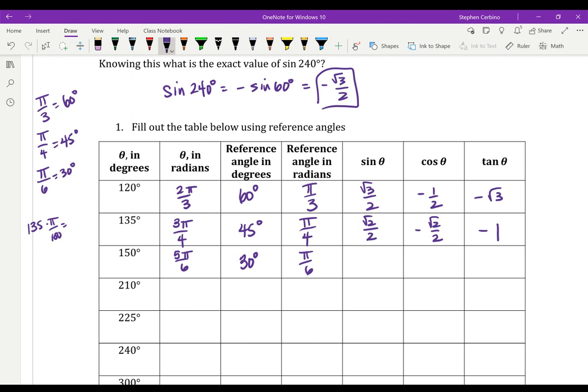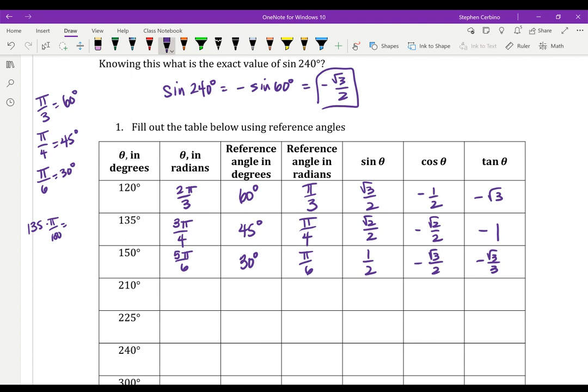Well, the sine of 30 is 1/2. The cosine of 30 is square root of 3 over 2, but since we're in quadrant 2 for 150 degrees, it's going to be negative. And the tangent of 30 is square root of 3 over 3, and we would say that's negative as well because we're in quadrant 2.